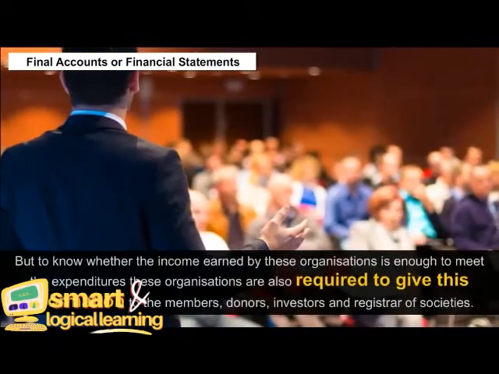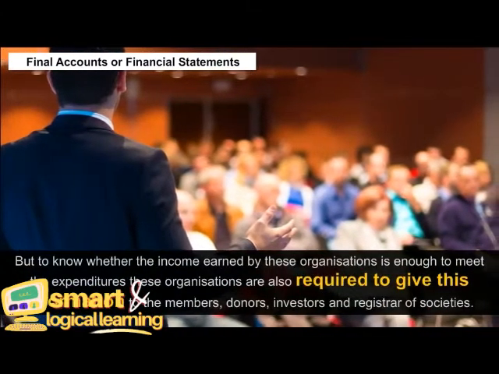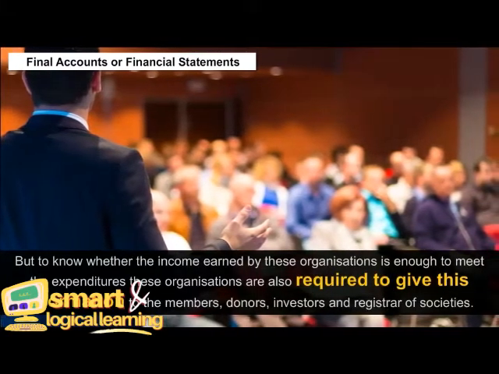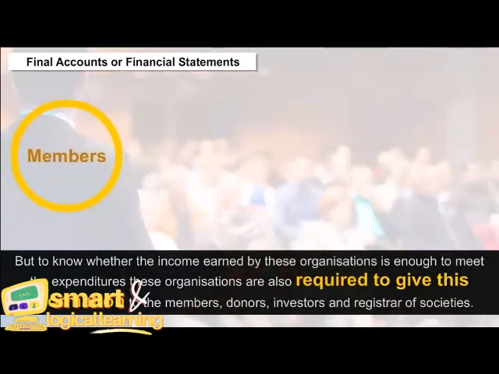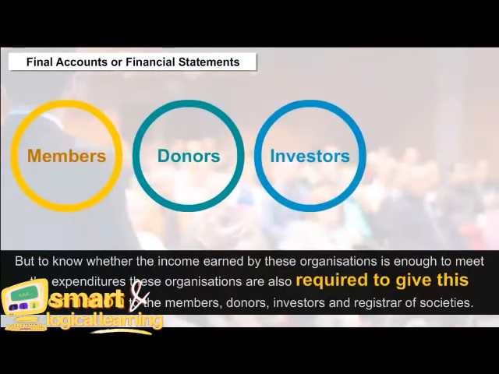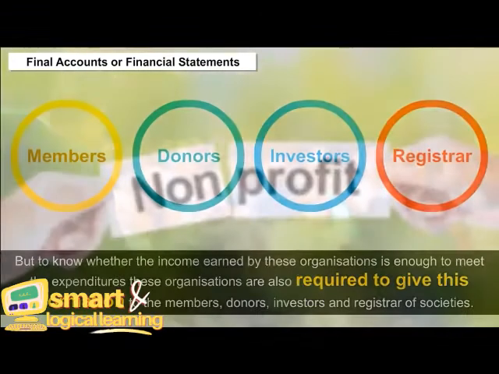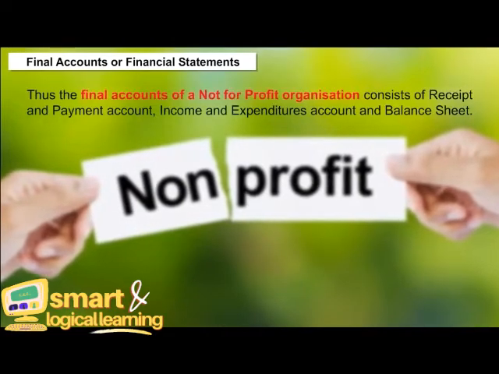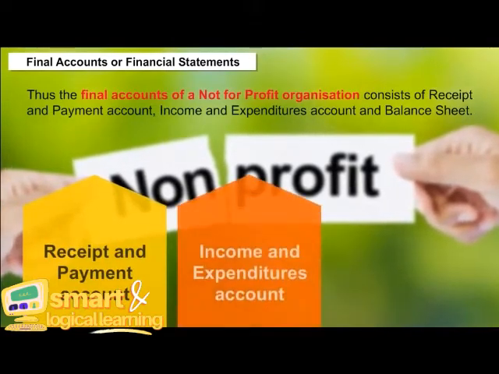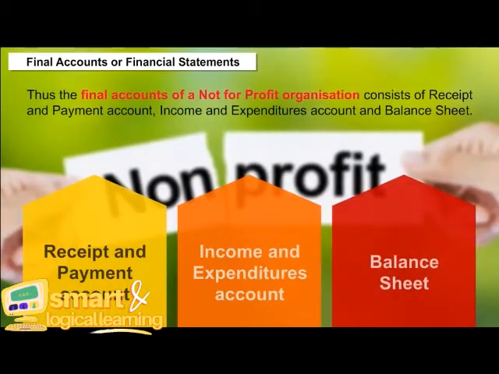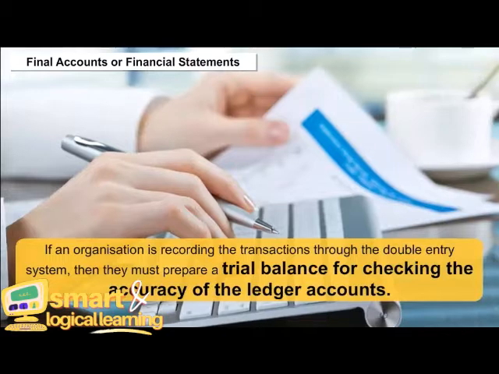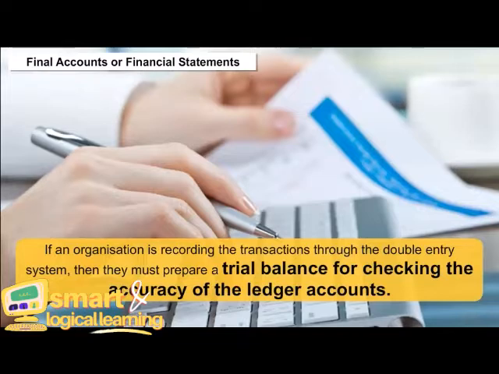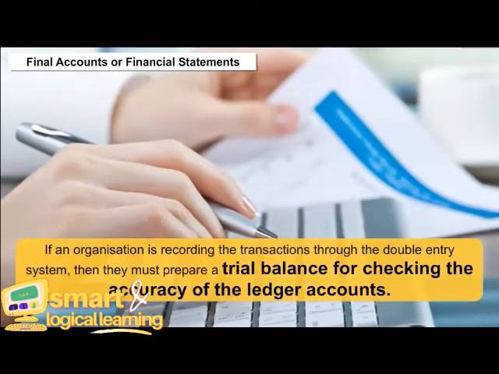To know whether the income earned by these organizations is enough to meet the expenditures, these organizations are also required to give this information to the members, donors, investors, and registrar of societies. Thus, the final accounts of a not-for-profit organization consist of receipt and payment account, income and expenditure account, and balance sheet. If an organization is recording the transactions through the double entry system, then they must prepare a trial balance for checking the accuracy of the ledger accounts.